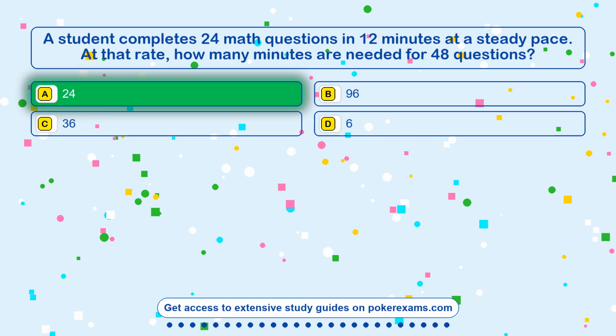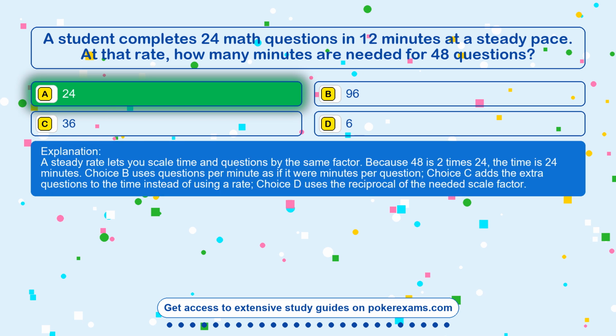The correct answer is option A, 24. A steady rate lets you scale time and questions by the same factor. Because 48 is 2 times 24, the time is 24 minutes. Choice B uses questions per minute as if it were minutes per question. Choice C adds the extra questions to the time instead of using a rate. Choice D uses the reciprocal of the needed scale factor.